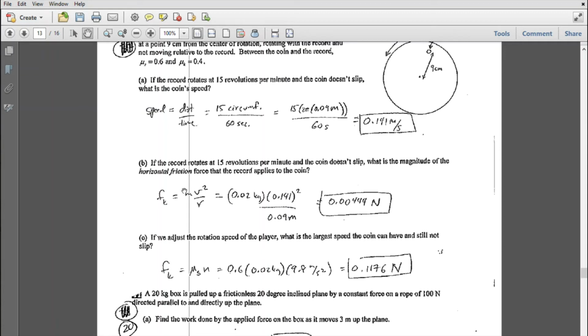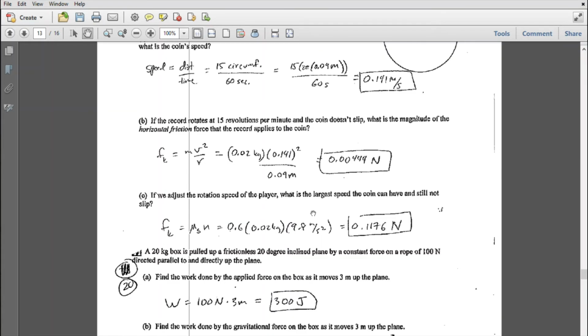But in any case, if I do F net equals ma along the radial direction, the normal force and the weight force don't contribute along the radial direction, and so the only force along the radial direction is the static friction force. So the static friction force is equal to mv squared over r. We already found our v, we know r, we know m, so we can get the force that static friction is. And that's less than the maximum it can exert.